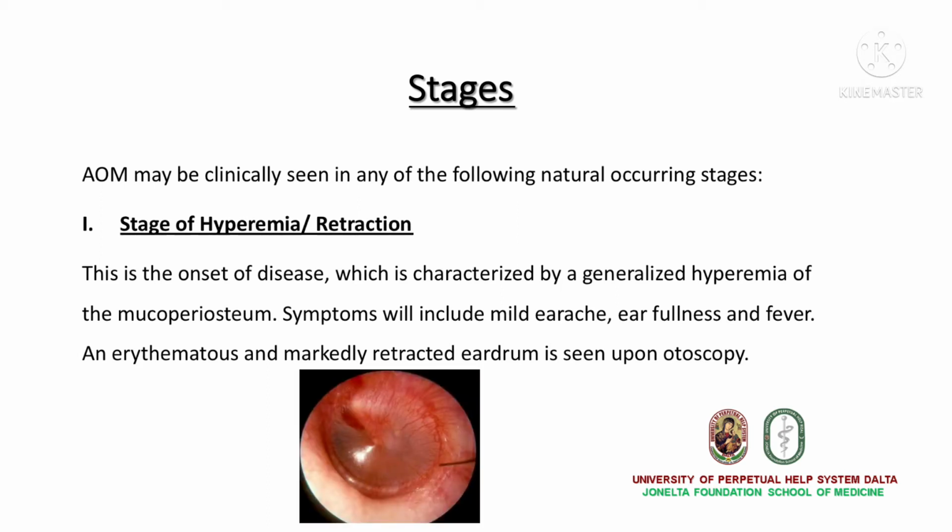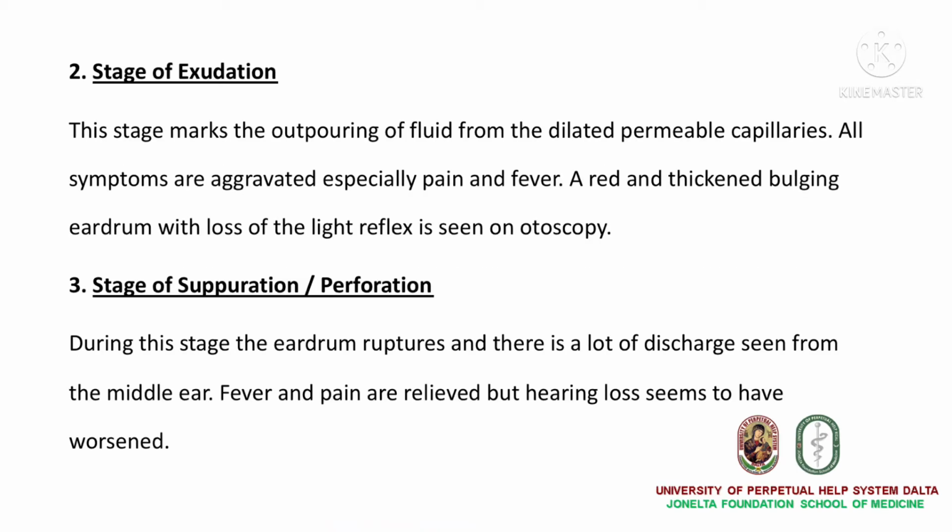Also, very characteristically, it is observed on otoscopic examination in an acute otitis media patient that they have an erythematous and markedly retracted eardrum. This is very famously known as the cartwheel appearance of the tympanic membrane. The second stage is the stage of exudation.